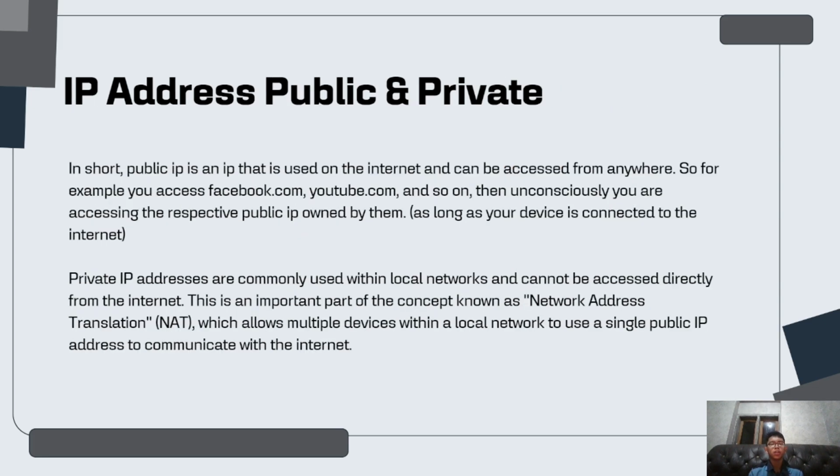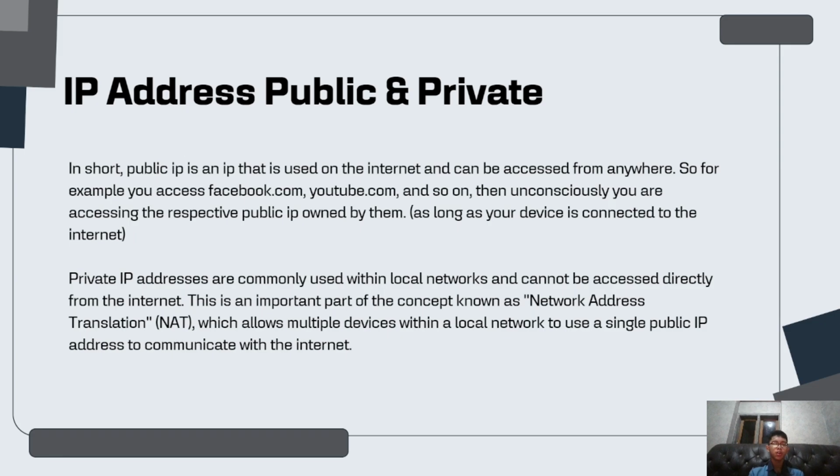IP address, public and private. In short, public IP is an IP that is used on the internet and can be accessed from anywhere. So for example, you can access facebook.com, youtube.com, and so on. And unconsciously, you are accessing the respective public IP owned by them as long as your device is connected to the internet.